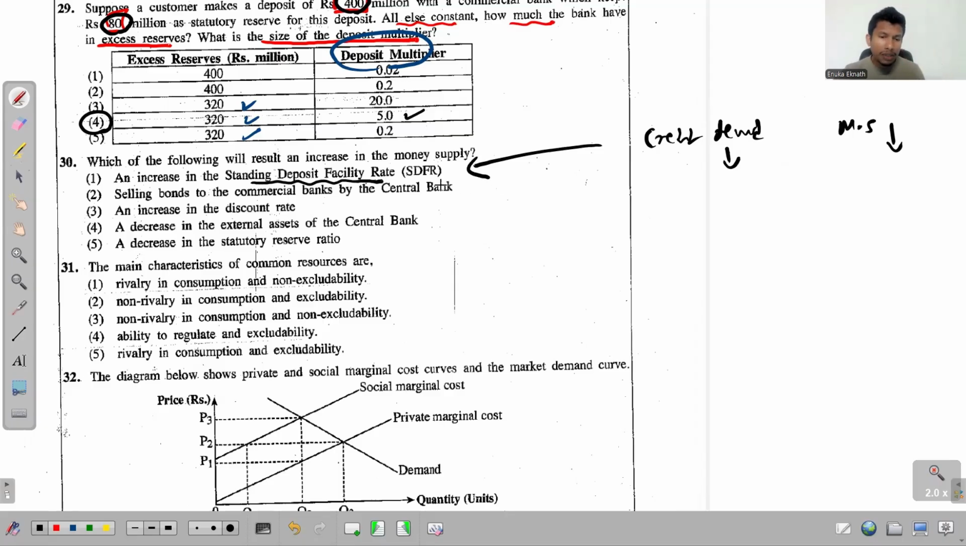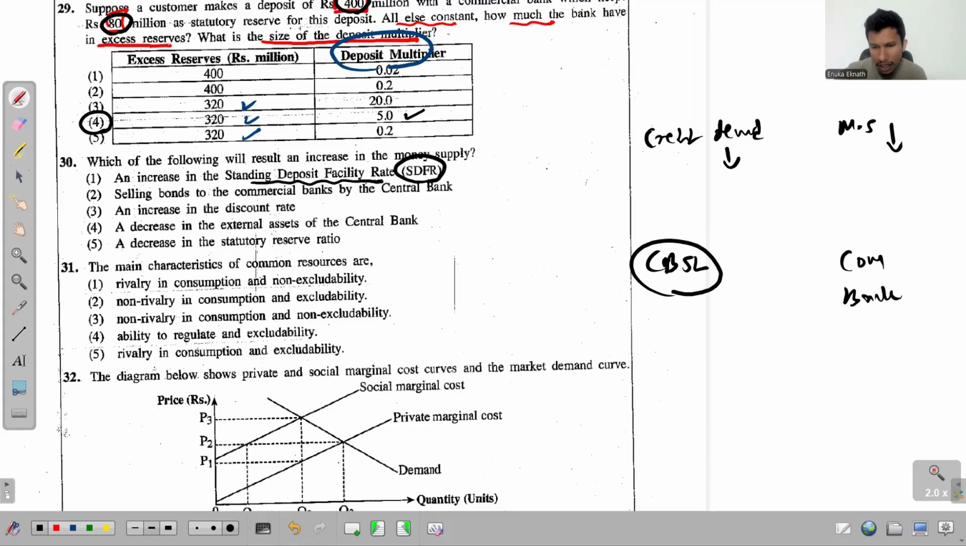But if you look at this one theoretically, SDFR is the interest rate offered by the central bank when the commercial banks purchase the treasury bills and treasury bonds from the central bank. So here on this side, we get the Central Bank of Sri Lanka, and on this side, we get the commercial banks. When this SDFR is increased, right?